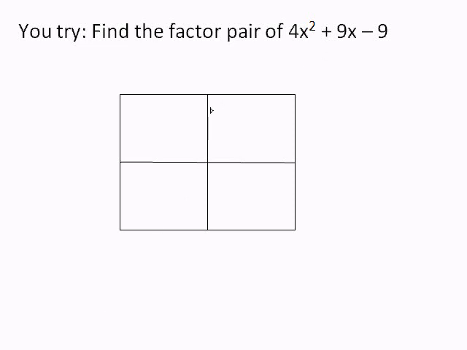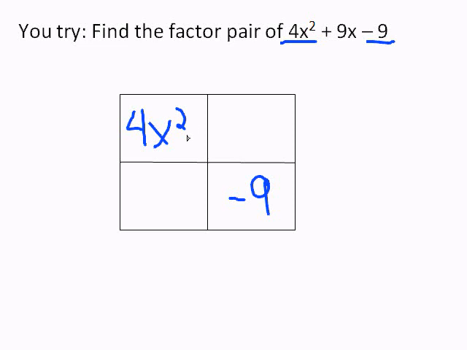And we know right off the bat that in this upper left-hand box, we're going to get 4x squared. Lower right-hand box, we're going to get negative 9. Now our goal is to find factors of 4x squared and factors of negative 9, that when we fill out the rest of the box, these two middle terms will add up together to give me a positive 9x. So again, 4x squared from right here, and negative 9 showed up in this bottom box right here. So what are some factors of 4x squared?